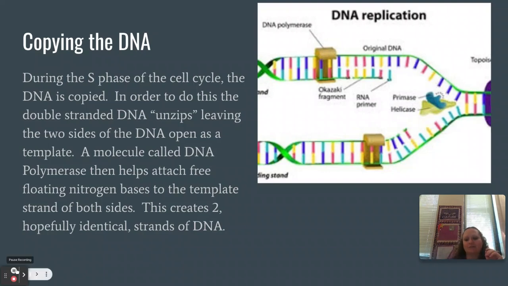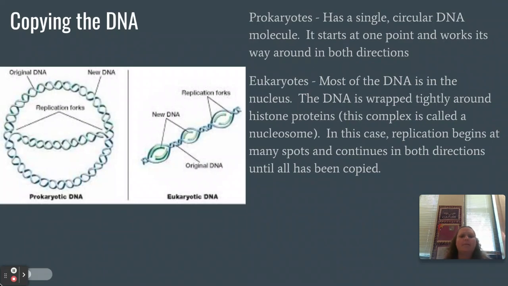Just a quick note about the difference between prokaryotes and eukaryotes here. Prokaryotes, like bacteria, have a single circular DNA molecule, and replication is going to start at one portion of the DNA and work its way around. In eukaryotes, we're going to have little bubbles of replication happening all over the DNA at one time. Otherwise, it would just take too long. This is very, very complicated, so it takes a long time for that to happen.